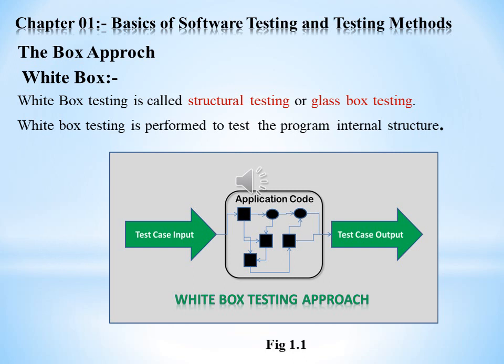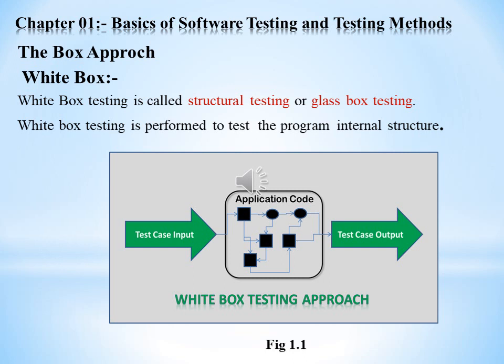In static testing, some testings are included. These are the white box testing. Dynamic testing is the black box testing. Okay, that white box testing belongs to static testing. Now we discuss in detail the white box testing. White box testing is called structural testing or glass box testing. Glass box testing is like a transparent testing. White box testing is performed to test the program's internal structure.